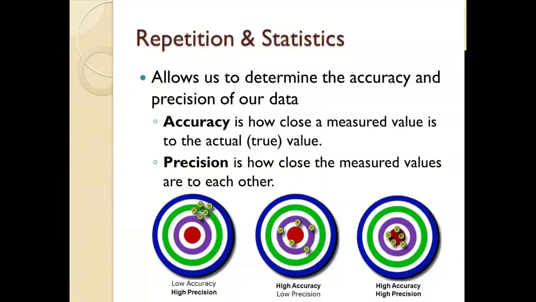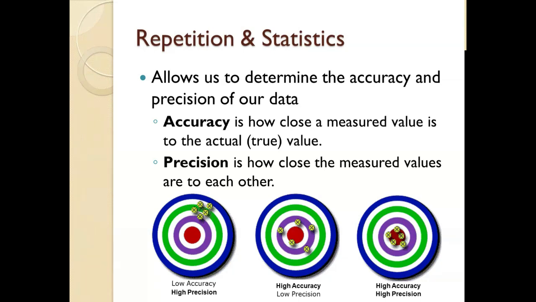The reason why math is so integral to science is that by analyzing statistics, we can determine the accuracy and precision of our data. So know the difference between these two terms. Accuracy is how close you are to the true, real value that exists in nature. Precision is a measure of your consistency.